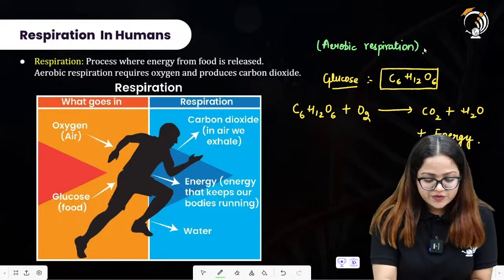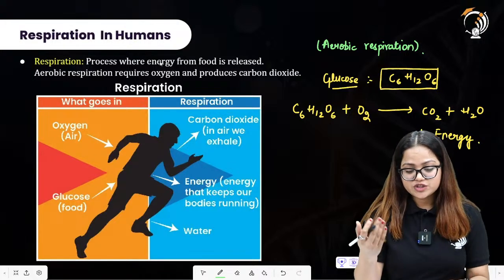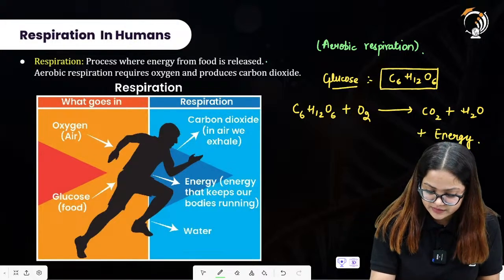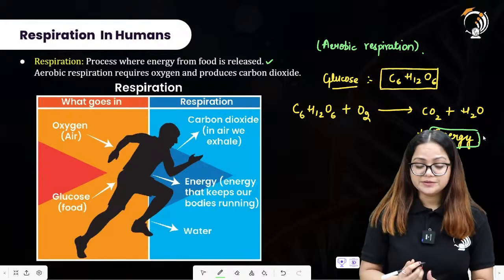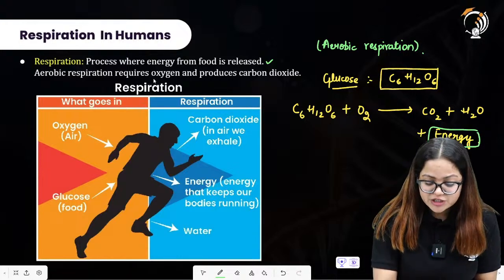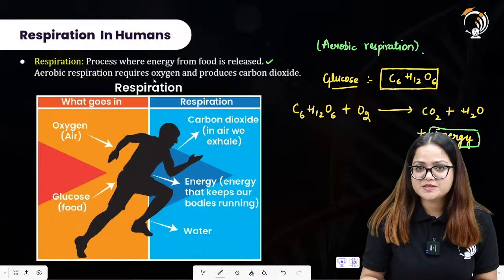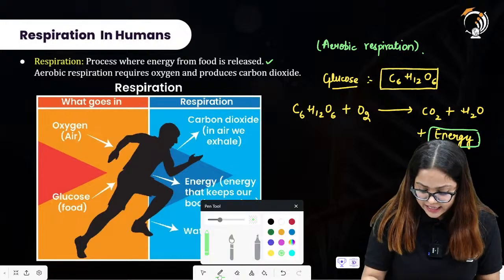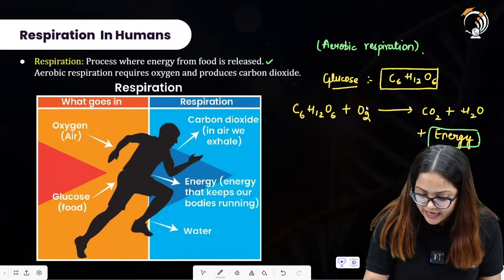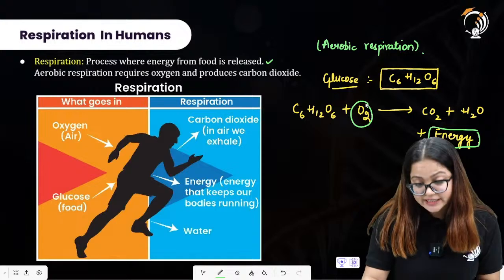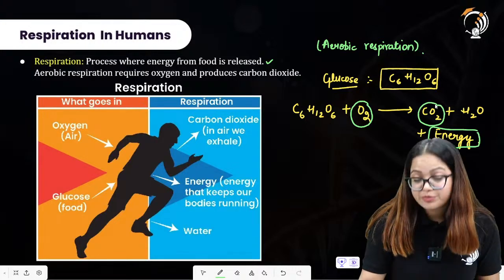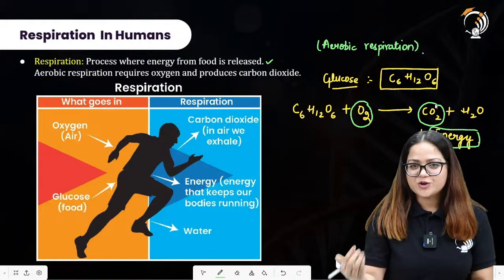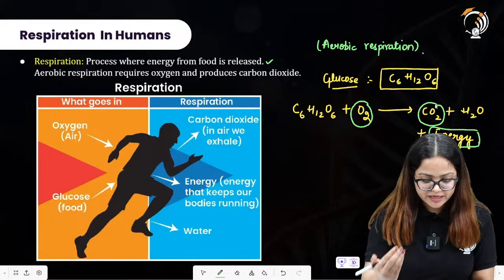Done. So respiration is the process where energy from food is released. Yes, we have released the energy here. Understood? Aerobic respiration requires oxygen and produces carbon dioxide. Yes, that statement is also true here, that oxygen is a reactant in this particular reaction and carbon dioxide is going to be produced during this reaction. I hope this is clear. I hope this thing is made clear to you all.